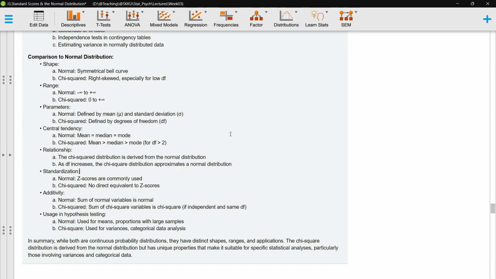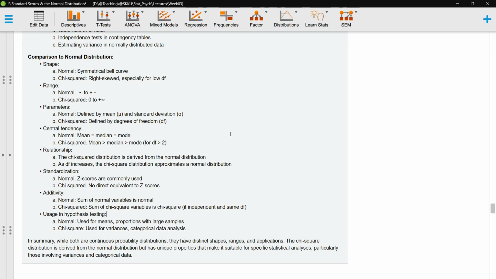And in terms of standardization, in the normal distribution we use z-scores a lot, and the standard scores are pretty widely used in the normal distribution. But for the chi-square distribution, no, we don't use z-scores at all. It doesn't have any information in terms of the probability. So the point here is that for a non-normal distribution, we cannot use the z-score for probability interpretation.